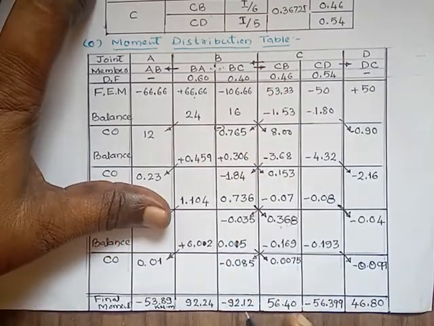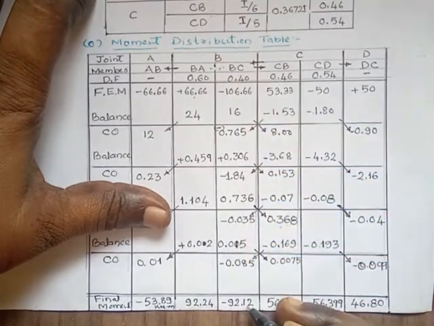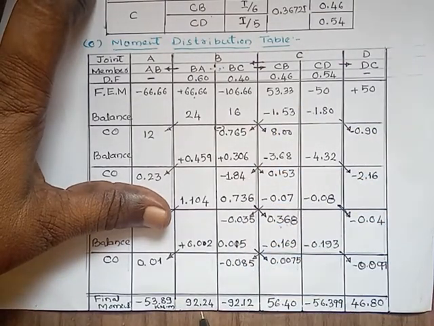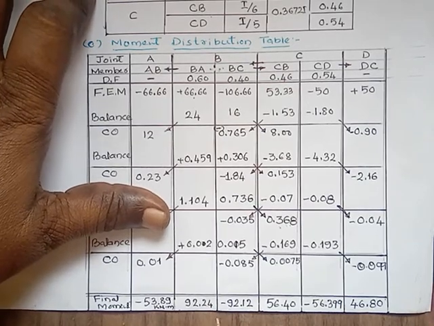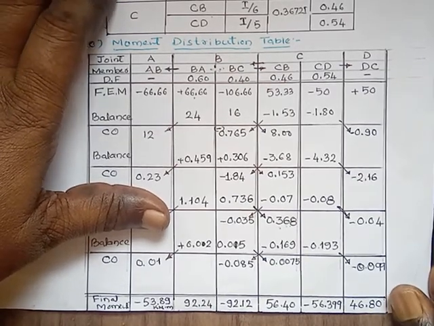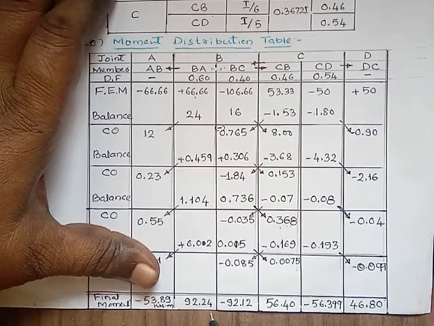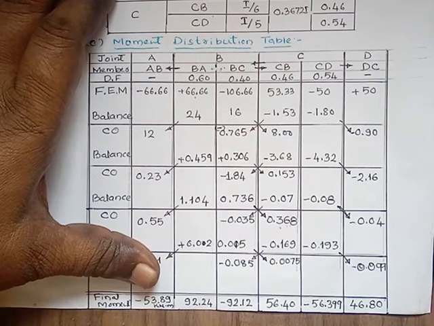Then for BC, by adding these things, you will get minus 92.12. Here, by observing these two values, there is a small difference. That should be okay in terms of fractions. If the difference is more, then you have to recalculate.